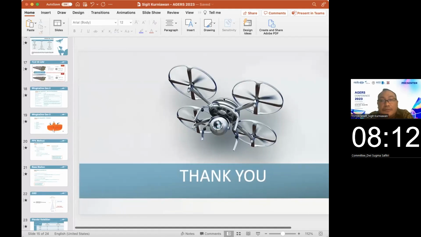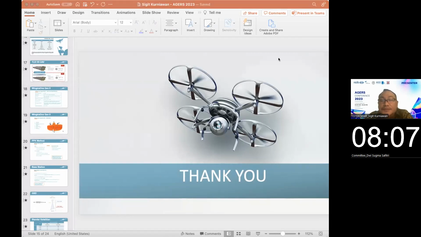Okay, thank you. I have two questions. The first is, why is measurement using UAV more efficient and safe? And the second is, why does using GCP improve the accuracy? Thank you.